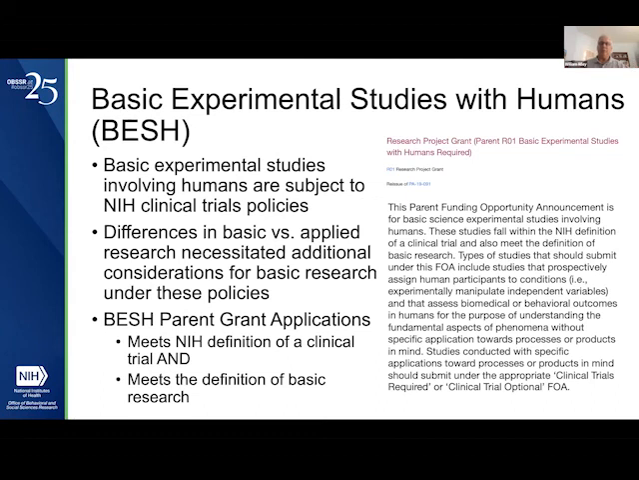As Andy said, given the breadth with which the definition of NIH clinical trial included many experimental manipulation studies where the independent variable in a human study was being manipulated, we created this separate category within the clinical trials group for basic experimental studies with humans. They're still subject to the NIH clinical trials policies, but there were clear differences in basic and applied research that necessitated additional considerations for basic research under those policies. And so you'll see if you go to the parent funding opportunity announcements that there are specific announcements for basic experimental studies with humans. These are studies that meet the NIH definition of a clinical trial, which you can see on the right, but also meet the definition of basic research as per the Federal Register.